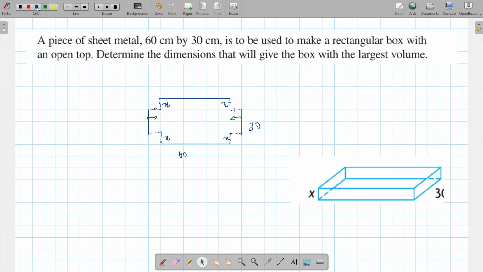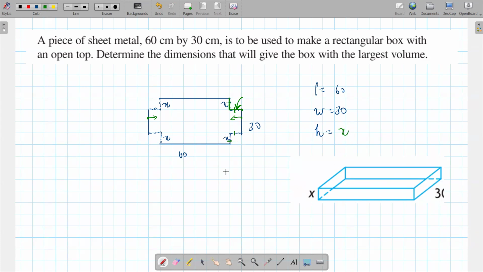Remember, our length is 60, the original box anyways. Our width was 30. But now here's the hardest part. What's the height of this box? Turns out, remember this was x, right? And we flipped this onto the box itself. So the height will be this side length right here. What is this side length? Remember, this is a square. If that's x, what would this be? It'll also be x.